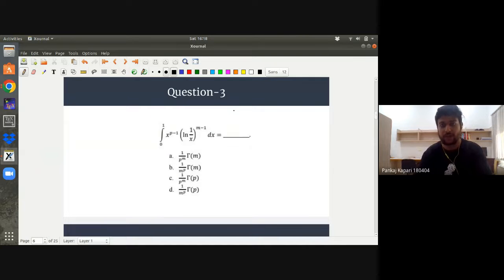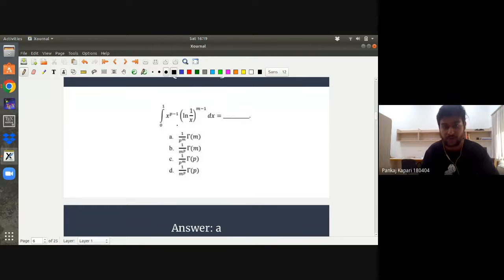Okay, let's go to the third problem. Again we have to find the value of this integral in terms of gamma function. So we'll just change the variable so that it looks like gamma function. For gamma function we must have an exponential, and the limit must be from 0 to infinity. So we just substitute ln of 1 by x to some exponential. Okay, let's see.